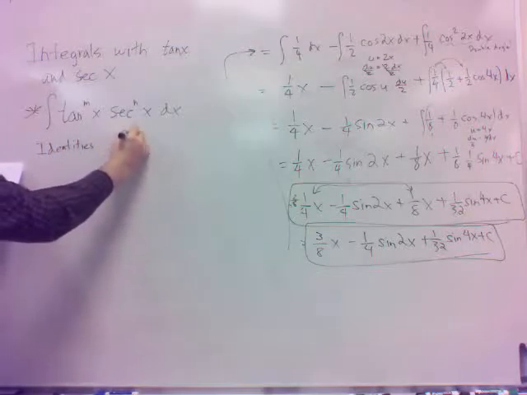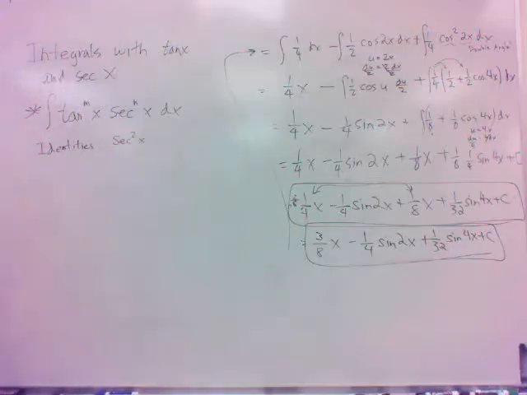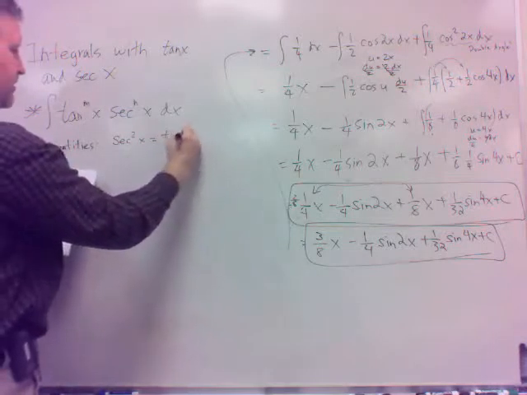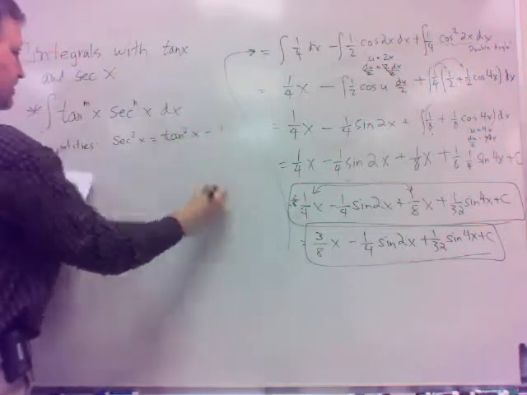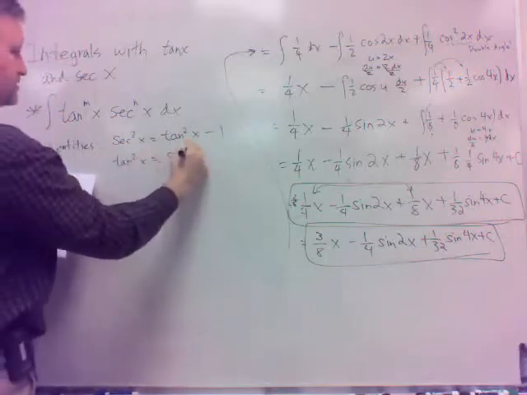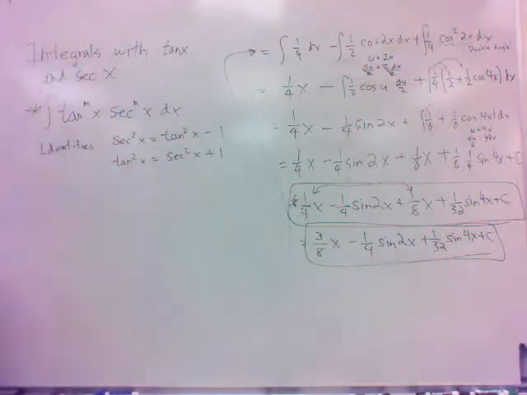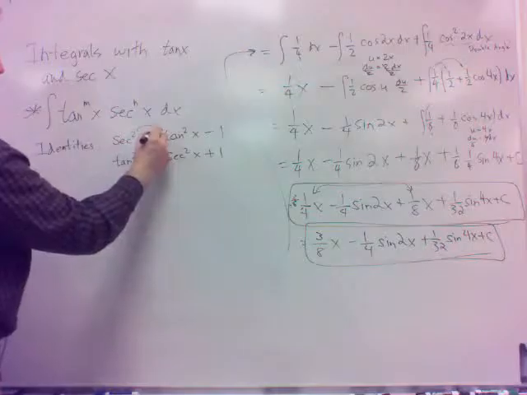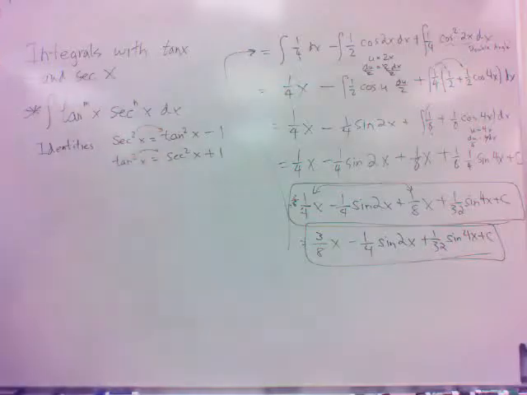secant squared, the Pythagorean, this comes out of the sine squared plus cosine squared equals 1. Secant squared equals tangent squared x minus 1, and tangent squared equals secant squared plus 1. You can get those out of those, but those are the two that we'll use. So we're going to replace secant squared sometimes by tangent squared minus 1, and tangent squared we're going to replace sometimes by secant squared.